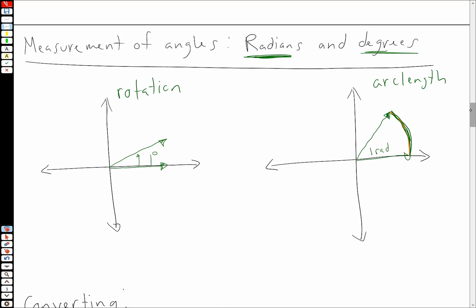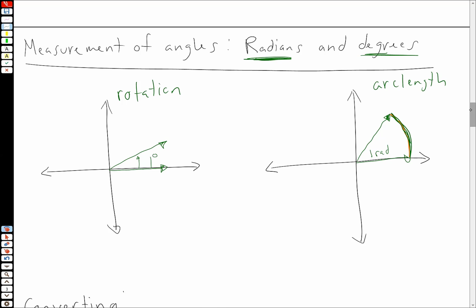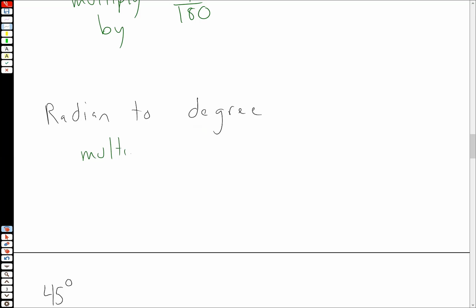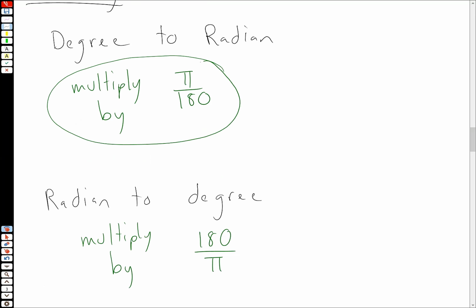Now again, you want to be comfortable with both. In particular, I would recommend getting comfortable with radians. And so it's important to know how to convert. If you want to go from degrees to radians, you multiply by pi over 180. So let's say we had 45 degrees, which we'll see in a second. If I want to convert that to radians, I would multiply by pi over 180. Now, if you want to go from radians to degrees, you multiply by the flip, 180 over pi. We'll see examples of that below. Just to summarize, going from degrees to radians, multiply by pi over 180. And going from radians to degrees, multiply by 180 over pi.